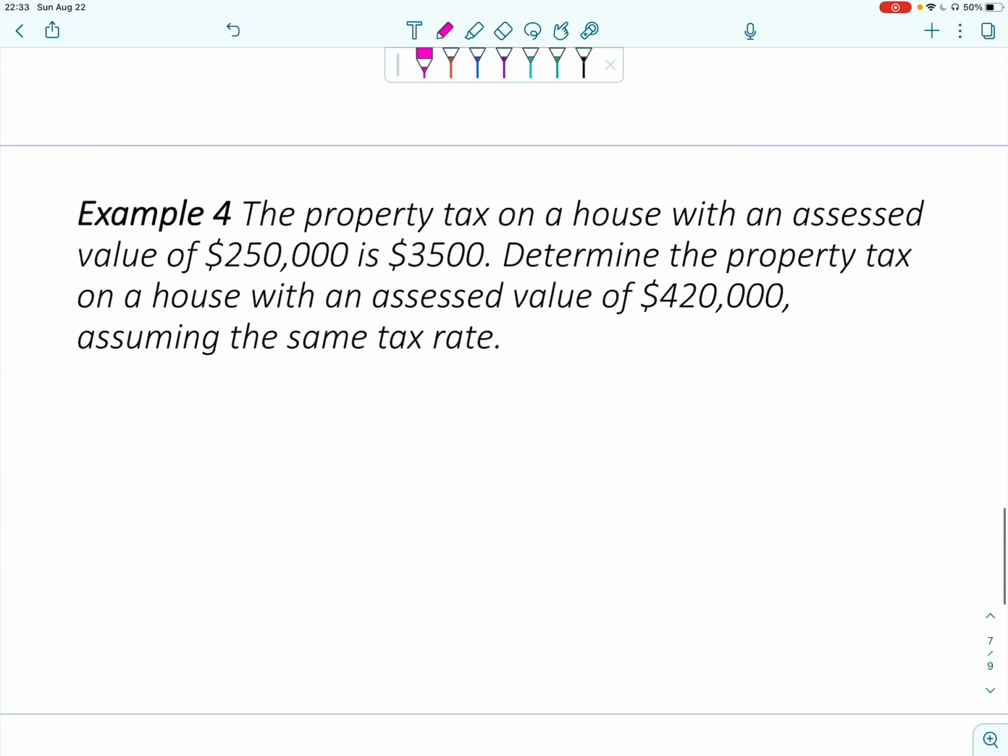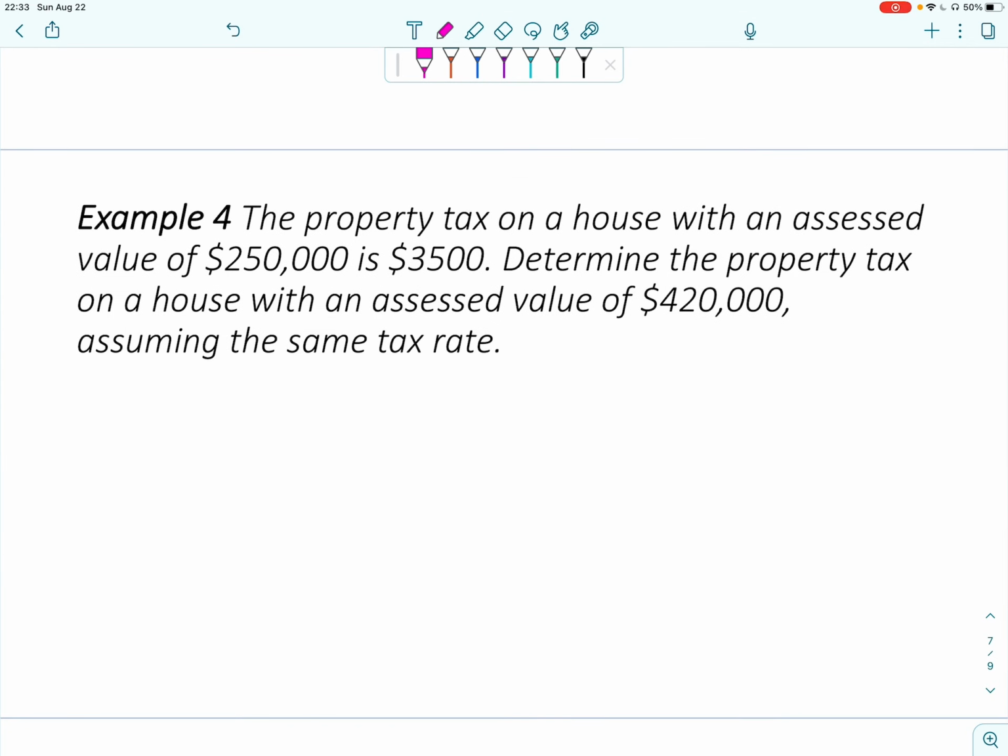So one more example. The property tax on a house with an assessed value of $250,000 is $3,500. Determine the property tax on a house with an assessed value of $420,000, assuming the same tax rate. So the value of the house is $250,000, and they have to pay $3,500 in taxes. We want to know what is the tax if the house has a value of $420,000.